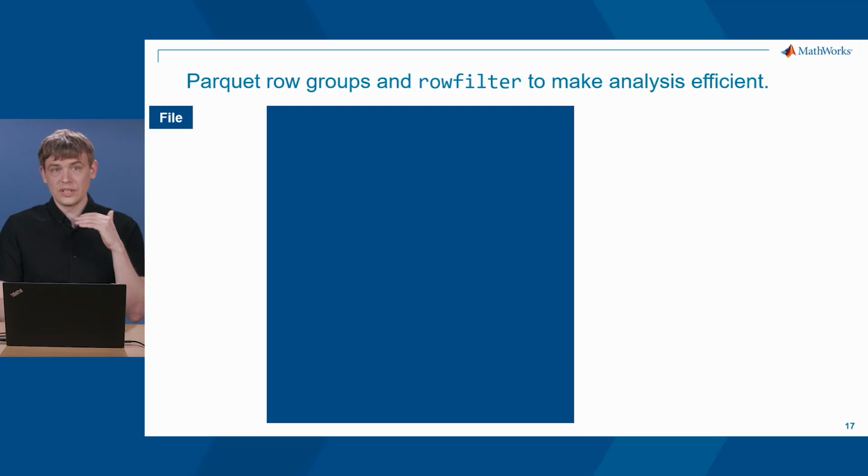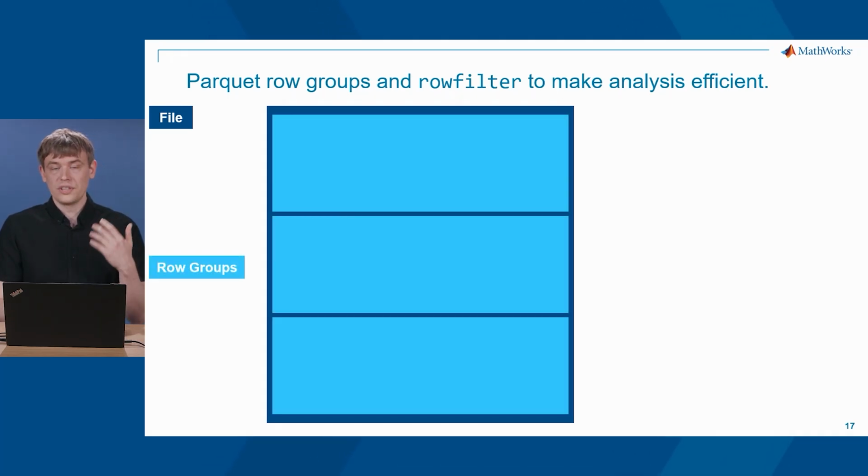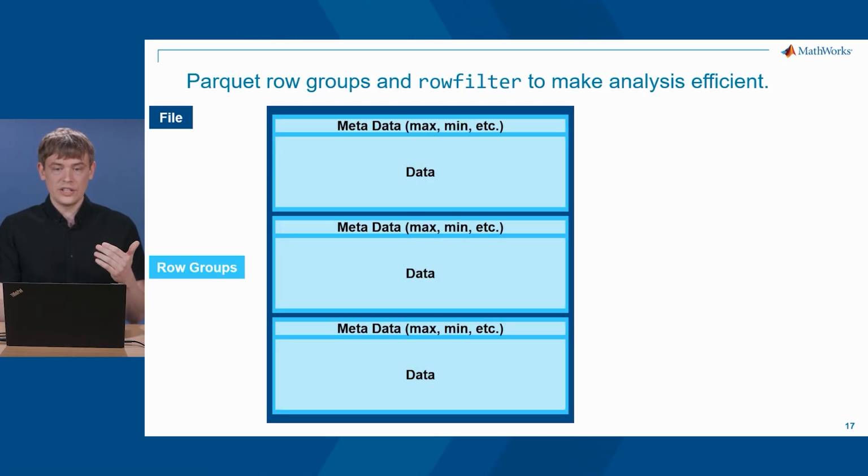At the highest level, you have the Parquet file. Within the file, you have row groups. A row group is the smallest amount of data you can read from a Parquet file. It can be as small as a single row or as large as the entire file. You control what goes into each row group, and they don't all have to be the same size. Within each row group is the raw data, along with metadata about that row group, which gets created when the file is written. The most important metadata is the max and min of each column.